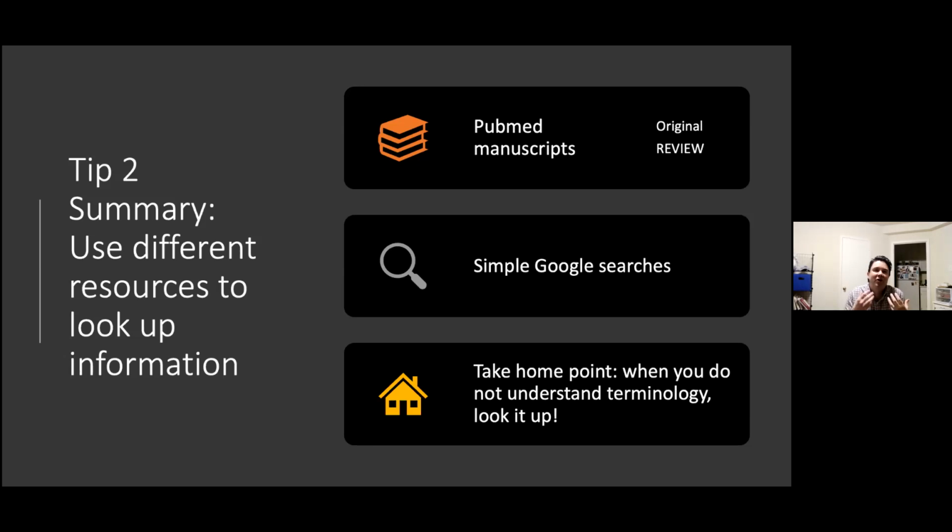There's no real magic bullet on how to decipher scientific literature. It's not easy. It's not inherently easy, but it does get easier with time. And you'll see examples of that. So take advantage of other resources. You have PubMed, you have access to many different journals. You could look at original manuscripts, review manuscripts. These are all peer-reviewed manuscripts that are published. They've been reviewed by experts in the field. So the literature, the publication should be relatively strong. You could also do simple Google searches, right?